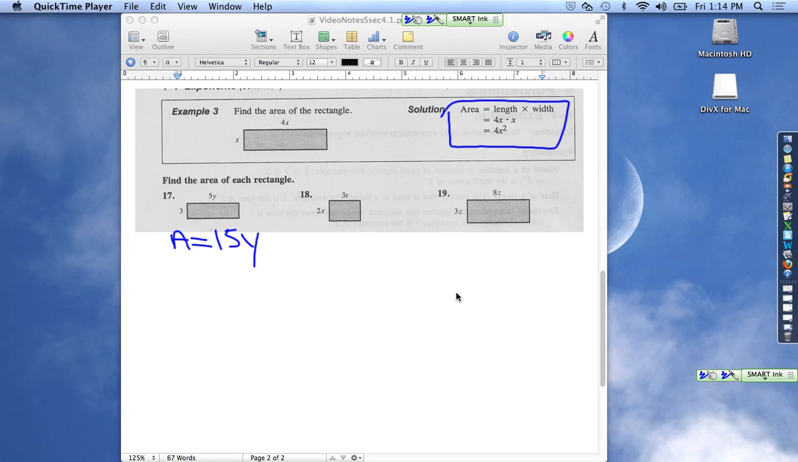In number 18, you have area 3x times 2x. So 2 times 3 is 6, and x times itself is x squared. In number 19, 8z times 3z represents the area. 8 times 3 is 24, and z times itself is z squared. Try the problems in the book for Monday, and we'll be ready to move on to the next topic.